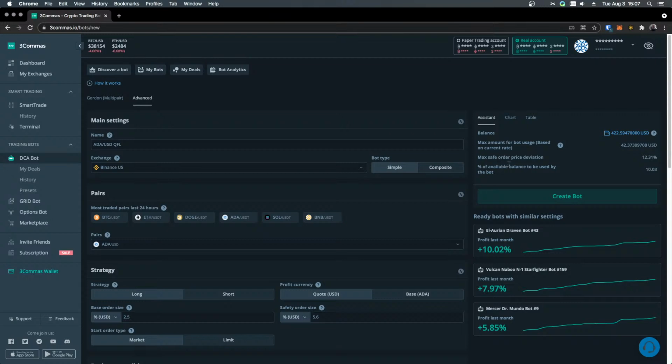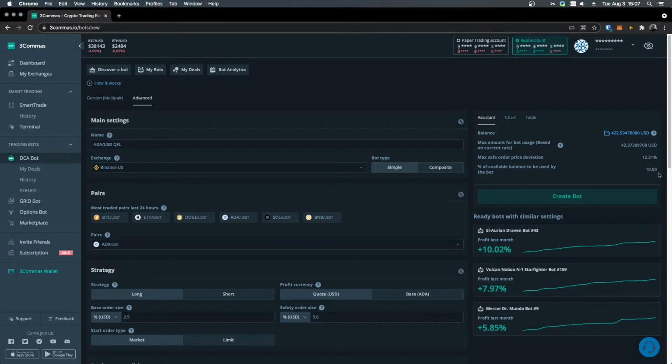And then the max safety order price deviation. So Cardano would have to drop 12% against us, because this is a long bot. So Cardano would have to drop 12% against us before we would use that $42, is what that's saying.